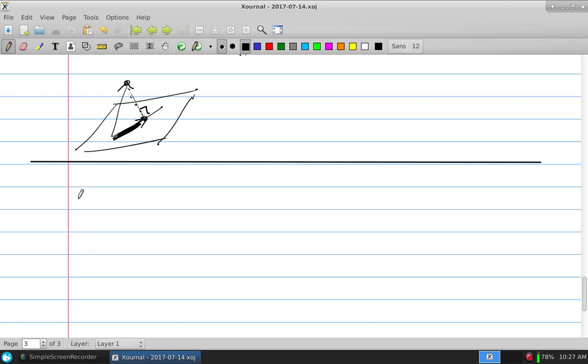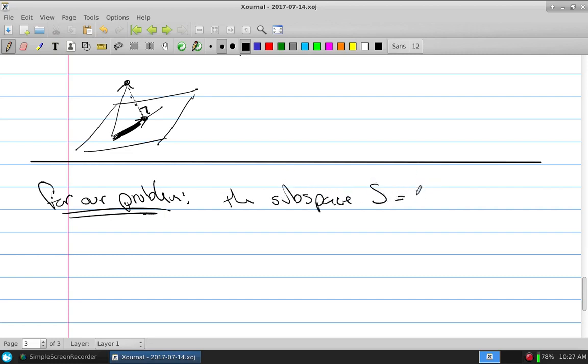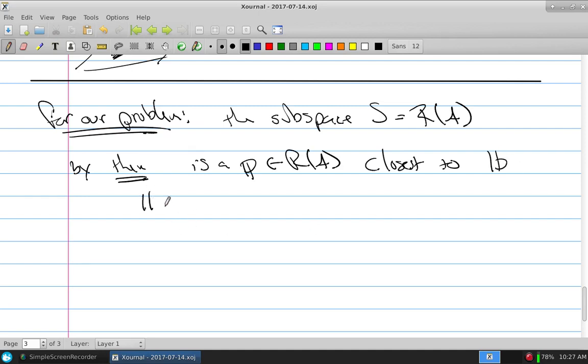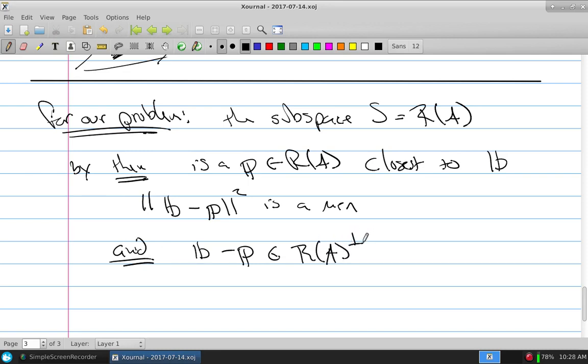our problem now looks like this. For our problem, the subspace S, what we're really talking about is the range of A. And so by the theorem, there is a P in the range of A that is actually closest to B. In other words, B minus P squared is a min. So we have an actual solution. And not only that, this B minus P is in what? The range of A's orthogonal complement.